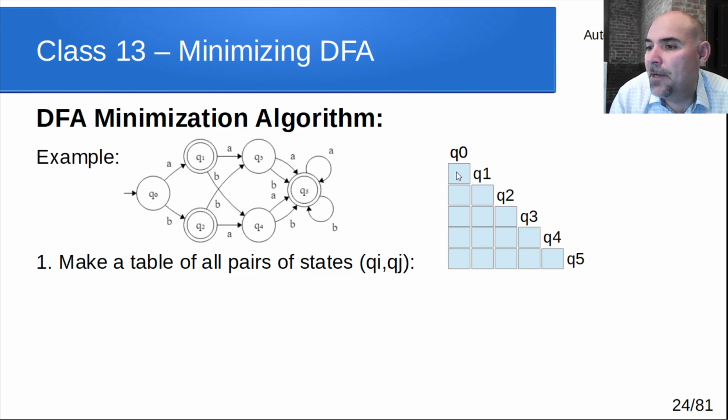Could those be combined or not? And this state down here is 0 versus 2. So in other words, you just follow the column down, and then whatever row we hit, that's the one we're comparing. Q0 versus 1, 0 versus 2, 0 versus 3, 0 versus 4, 0 versus 5. The next column is 1 versus 2, 1 versus 3, 1 versus 4, 1 versus 5, 2 versus 3, 2 versus 4, 2 versus 5, 3 versus 4, 3 versus 5, and then 4 versus 5.